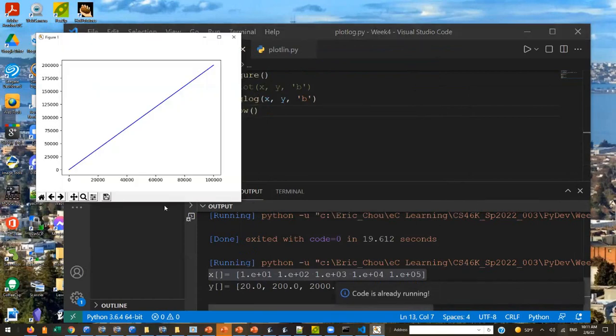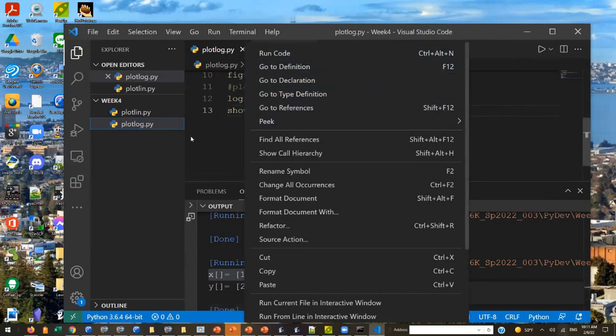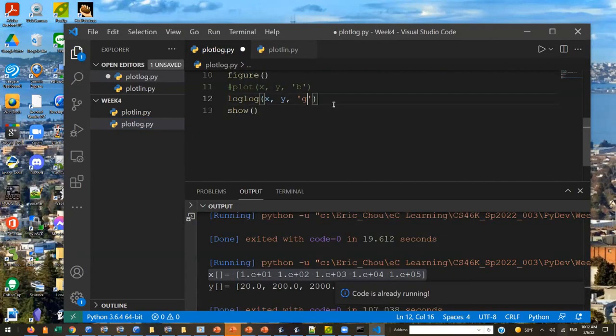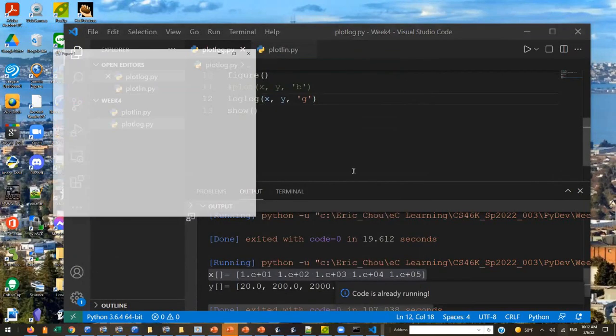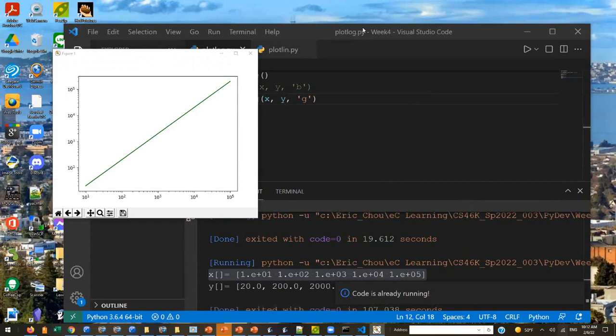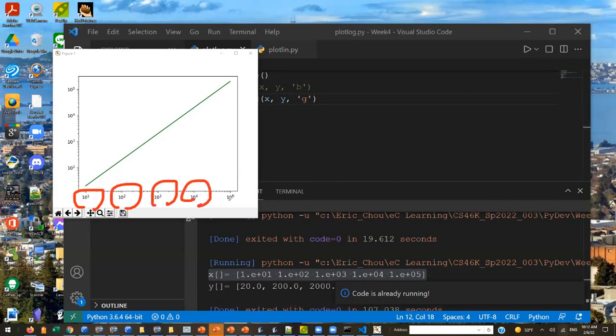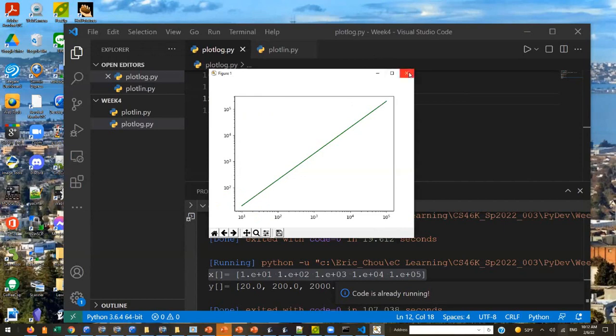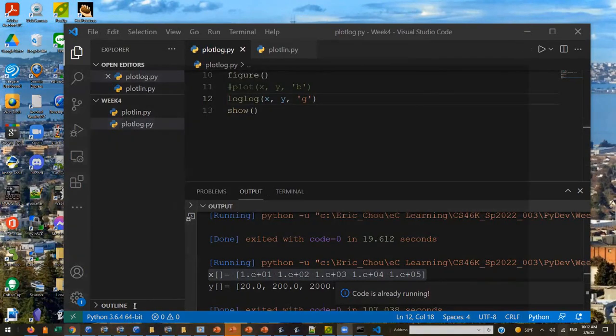At this moment, your unit is linear. Okay, let's close this linear chart. So let me change it to green, so we know that the log chart is in green. Save. Let's run it. Here you see the scale. The scale is log scale, and on this side, Y is also taking log. Let's call it log chart. This one is the log chart compared with the first one, which is the linear chart.